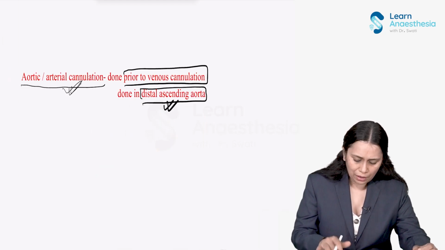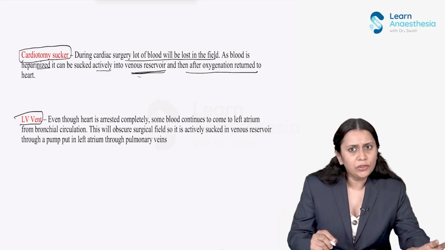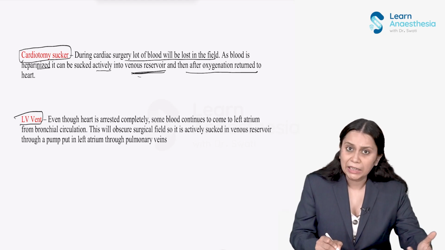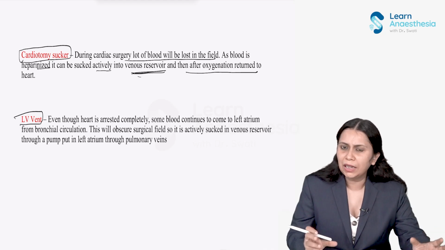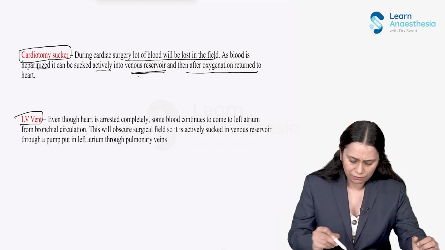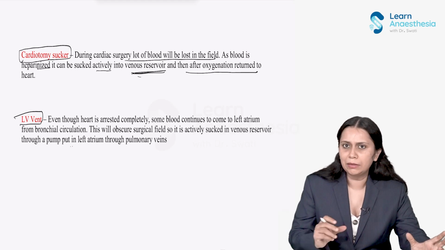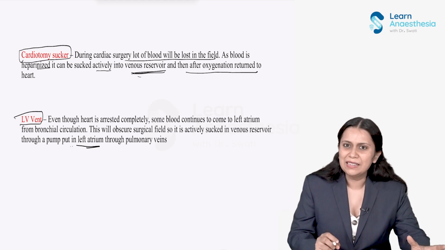Then there is something called the LV vent. Even if the heart chambers are empty, in the left atrium, for example, blood is returned through the bronchial circulation. So this LV vent collects the blood from the left atrium: a vent is put in the left atrium, this blood is sucked, and again it gets returned to the reservoir.